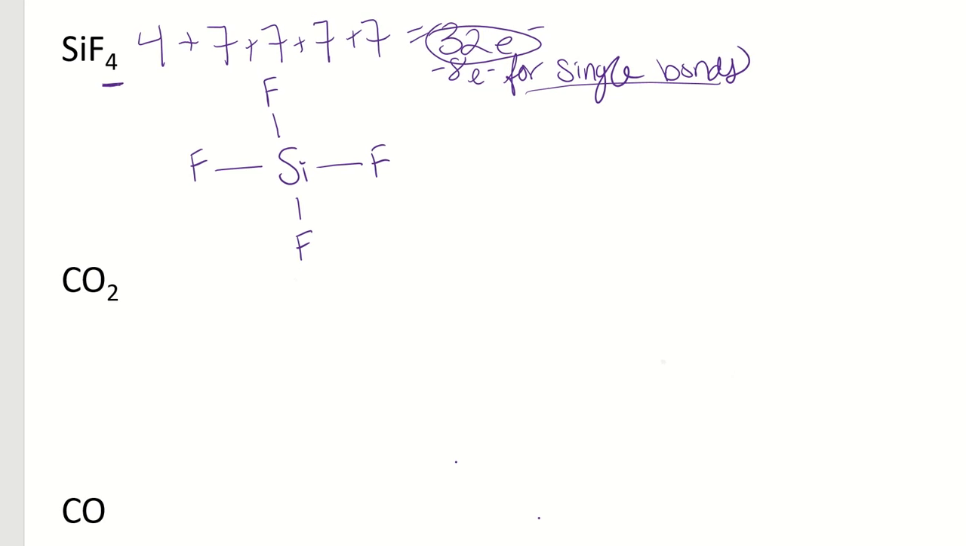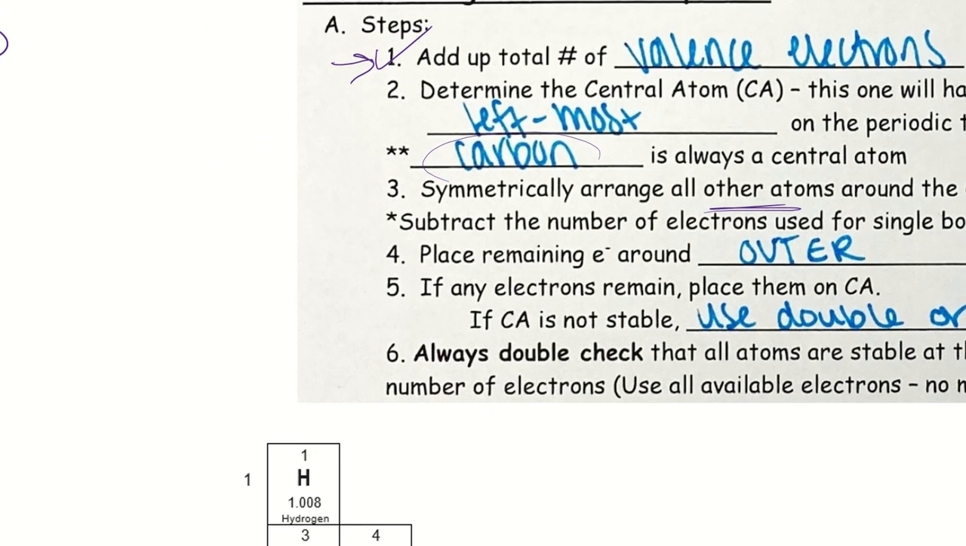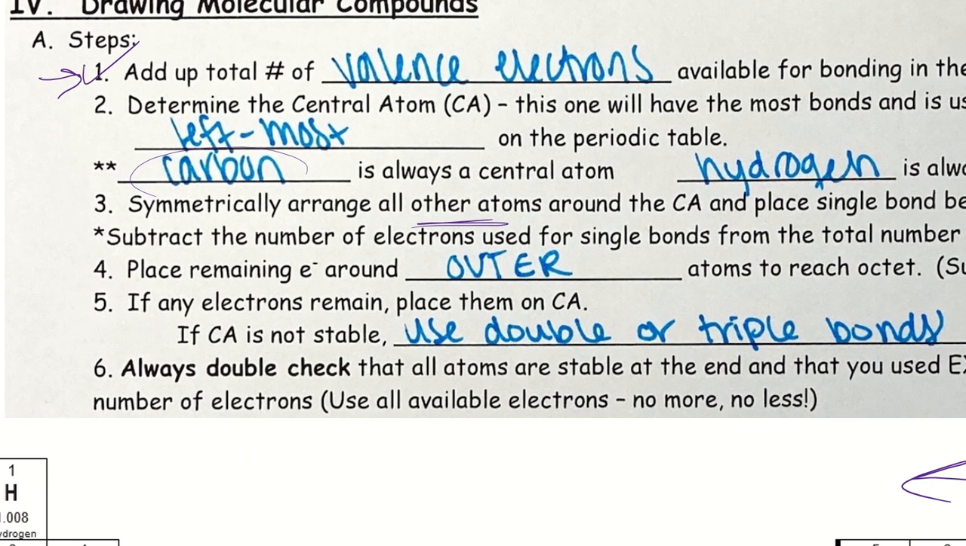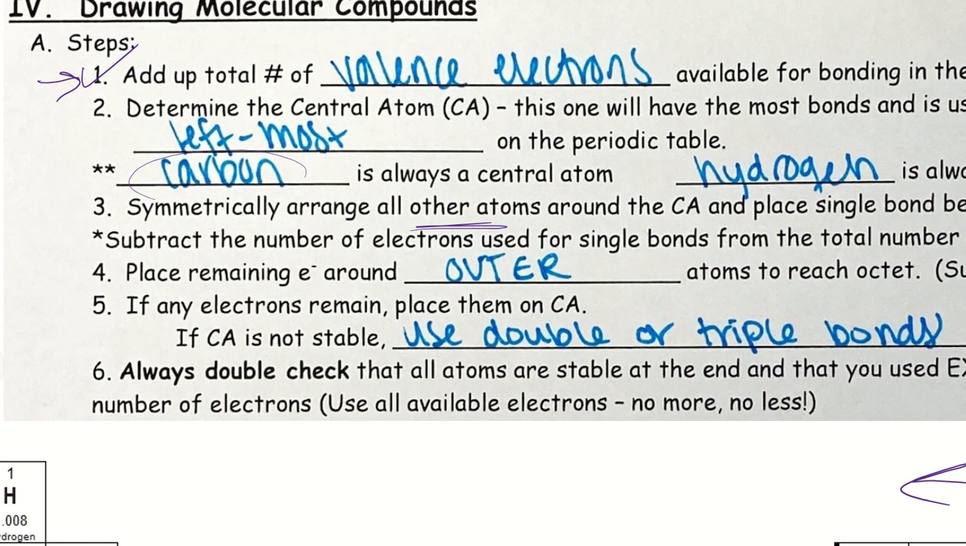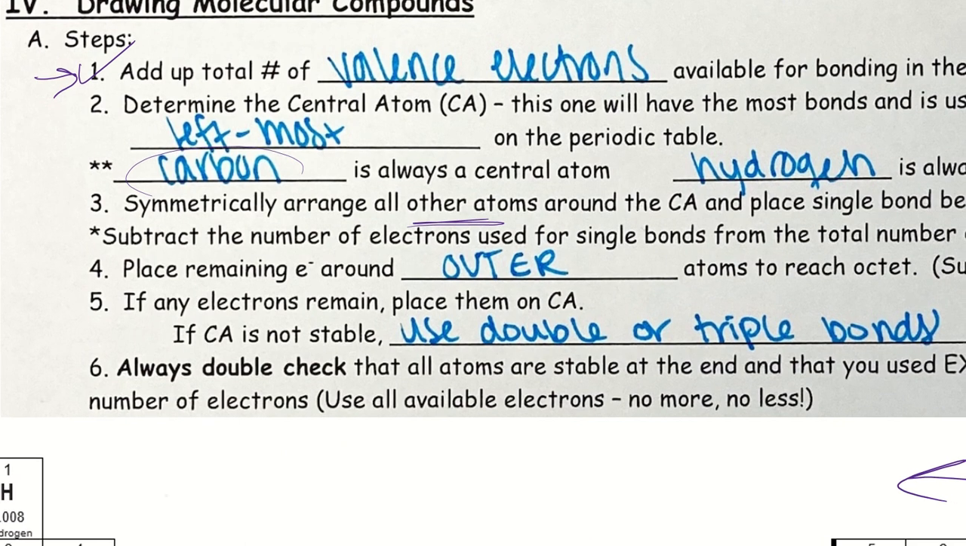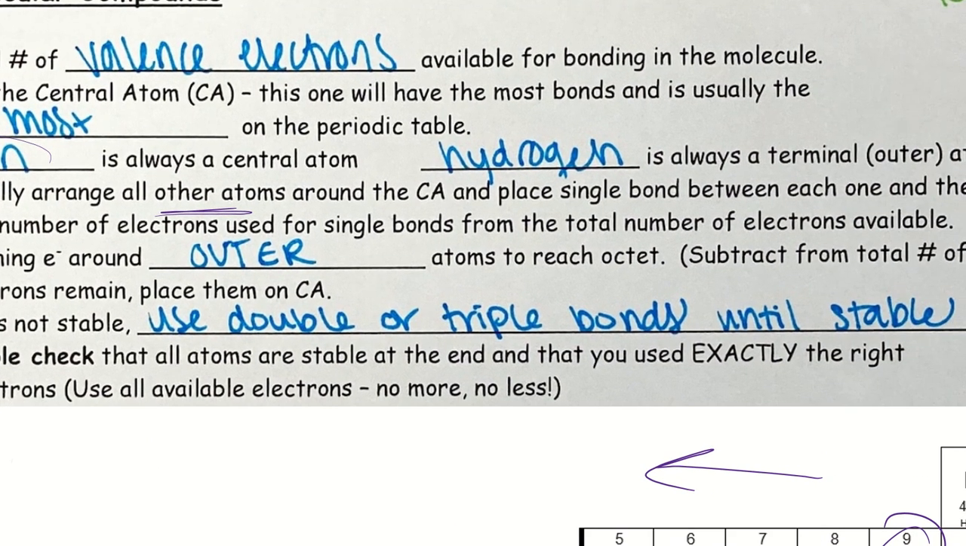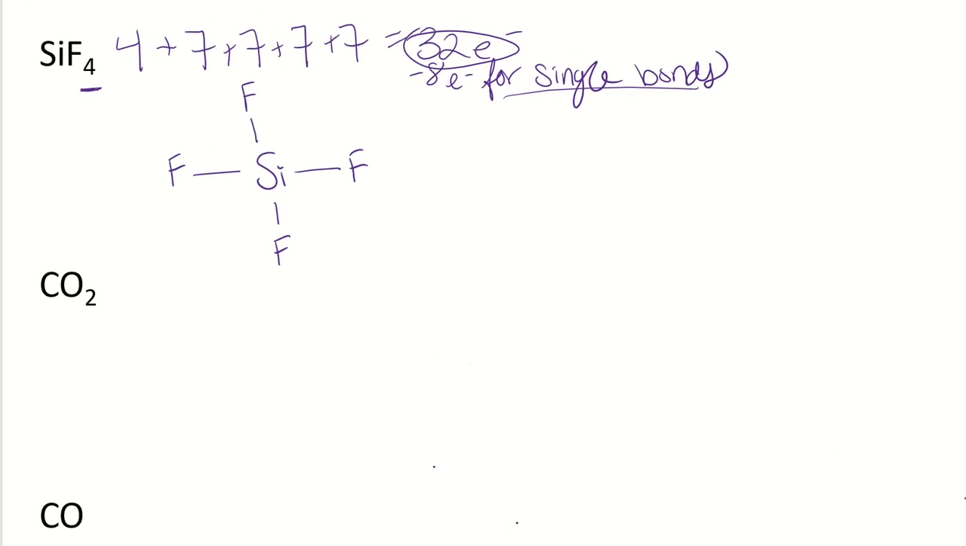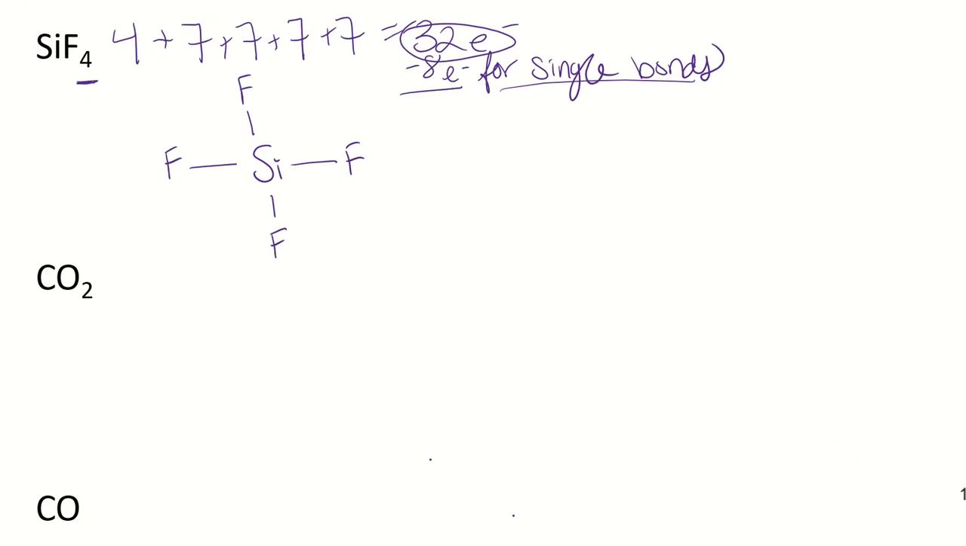So then my fourth step is to subtract the number of electrons. We already did that part. Place remaining electrons around the outer atoms, so your terminal atoms, anything that's not your central atom, to reach octet. So you're also going to subtract that total from your number of electrons used. So if I'm here, I have a total of 24 electrons remaining in my bank, if we want to call it that. I'm going to put those around my terminal atoms until each of my terminal atoms has an octet.